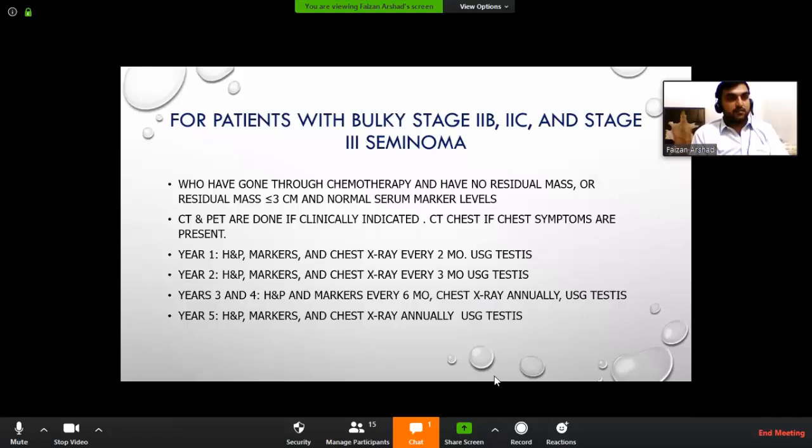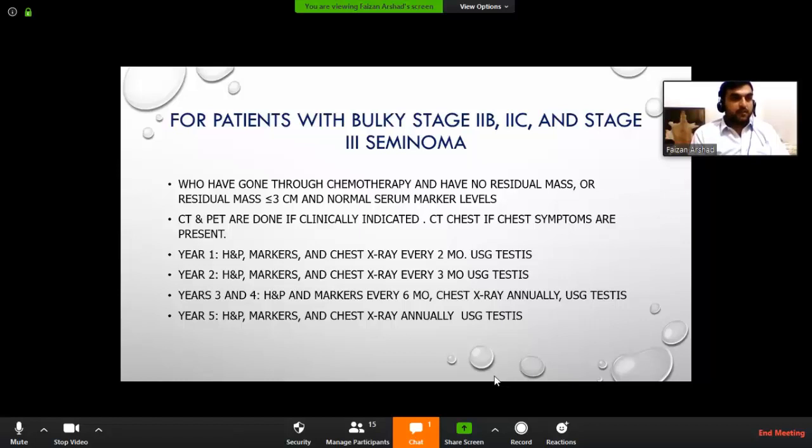And yes, for the patient with bulky stage 2B, 2C, and stage 3 seminoma who have undergone chemotherapy and have no residual mass or residual mass less than 3 centimeters and normal serum marker levels, CT and PET are done if clinically indicated. CT just if chest symptoms are present.